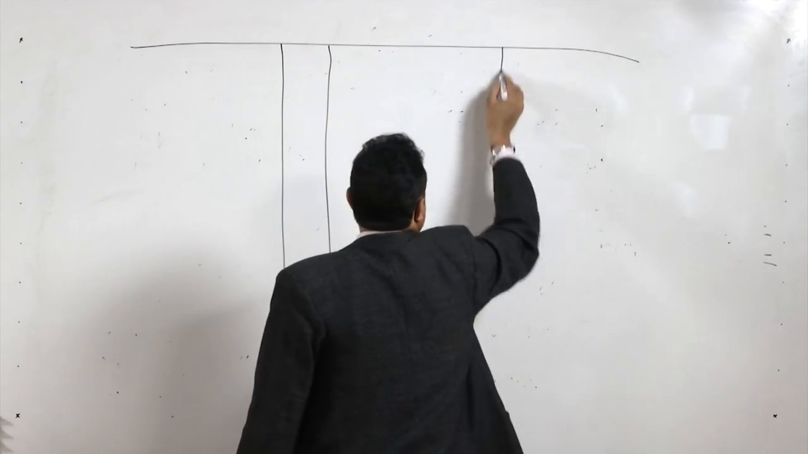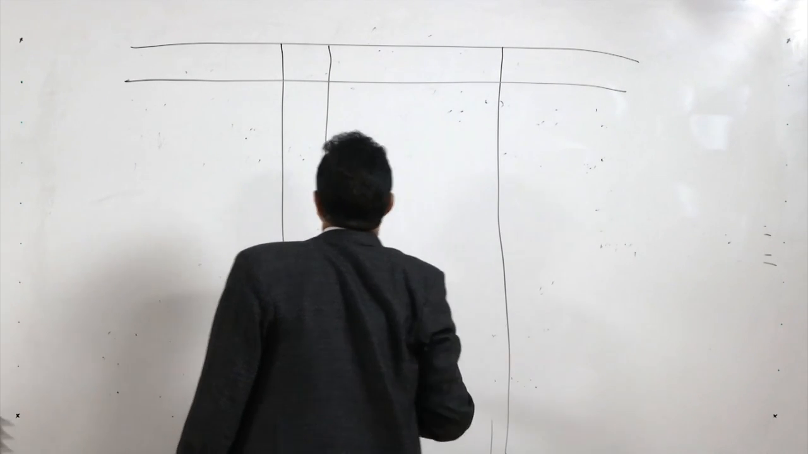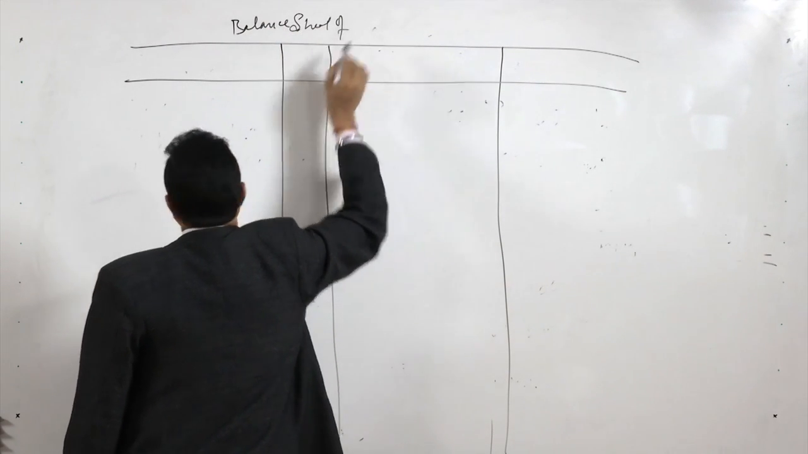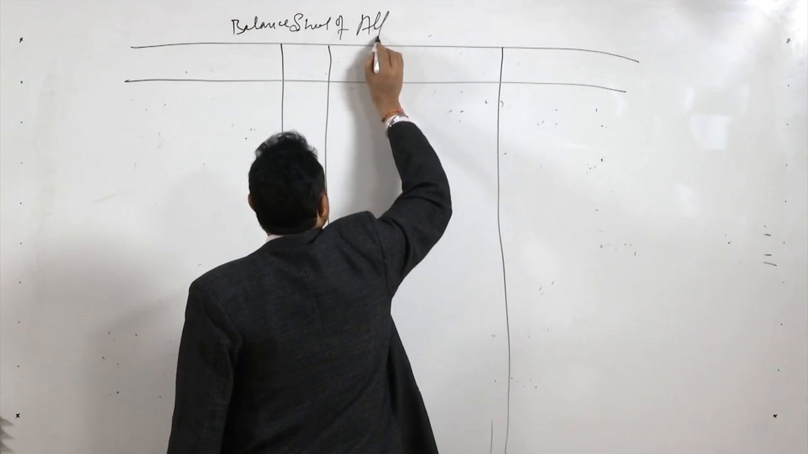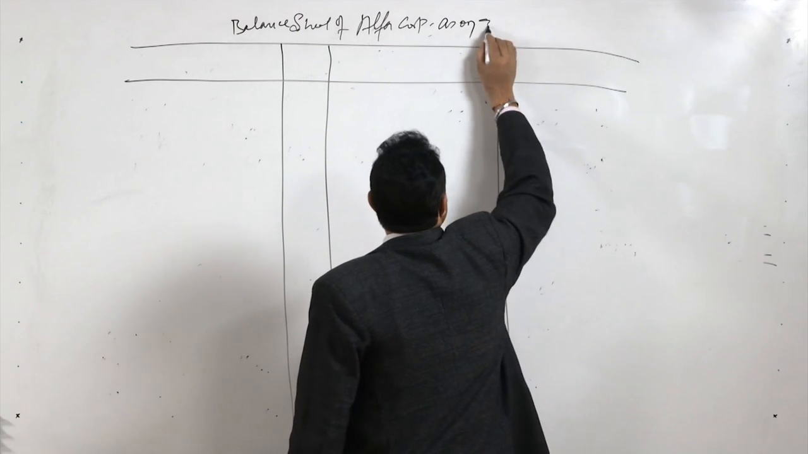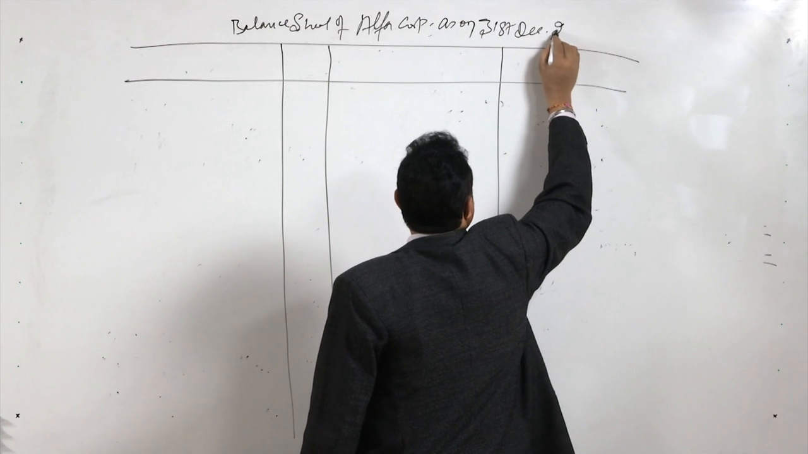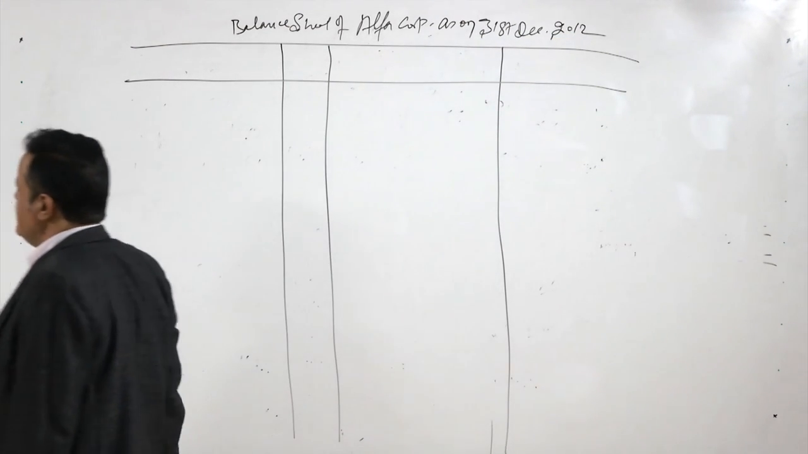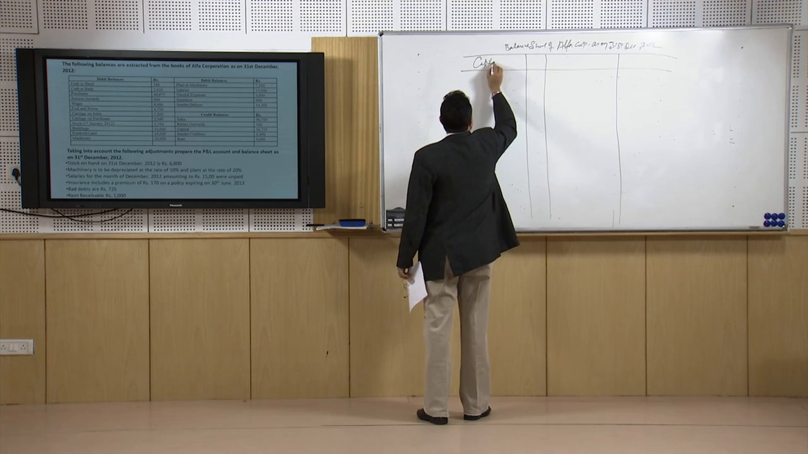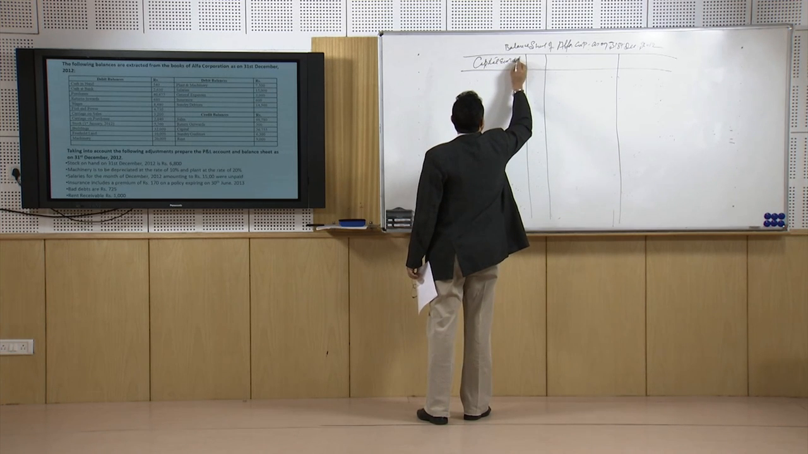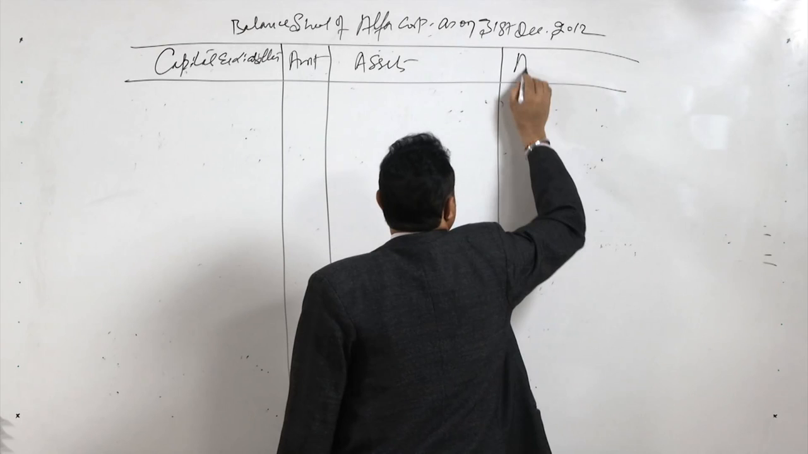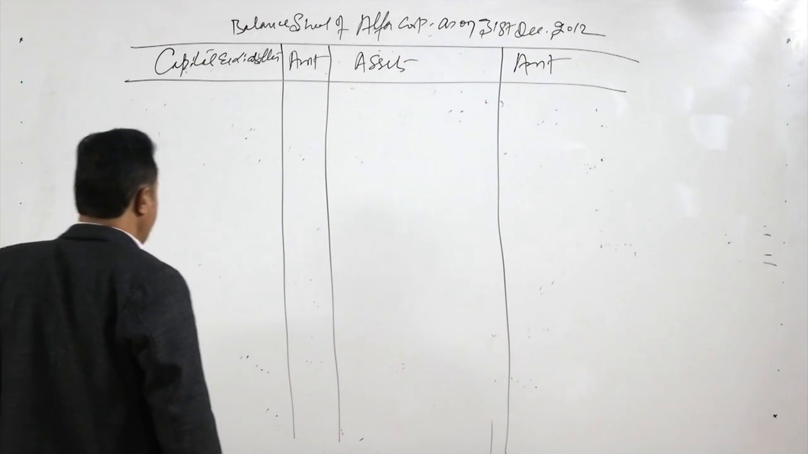Again the same T format. This is the balance sheet of Alpha Corporations as on 31st December 2012. Here you will take capital and liabilities, this is the amount, this is assets, and this is the amount.